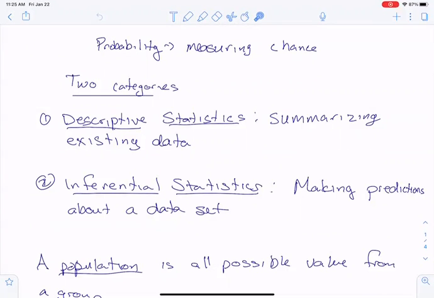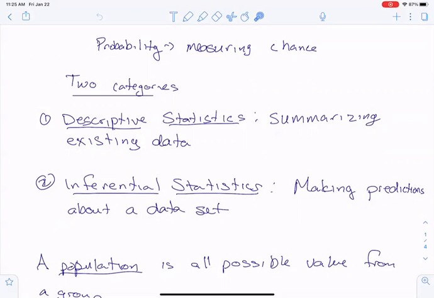Descriptive statistics is all about summarizing data that we already have, right? Summarizing existing data. We've collected a data set and we want to know what's the standard deviation of the data set, what's the mean of the data set, what's the probability that another data value is going to be a certain value given the data set we already have.